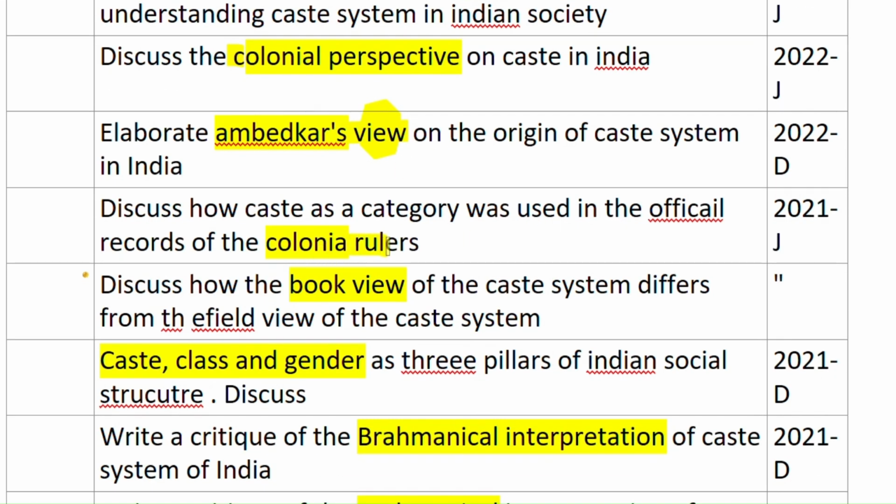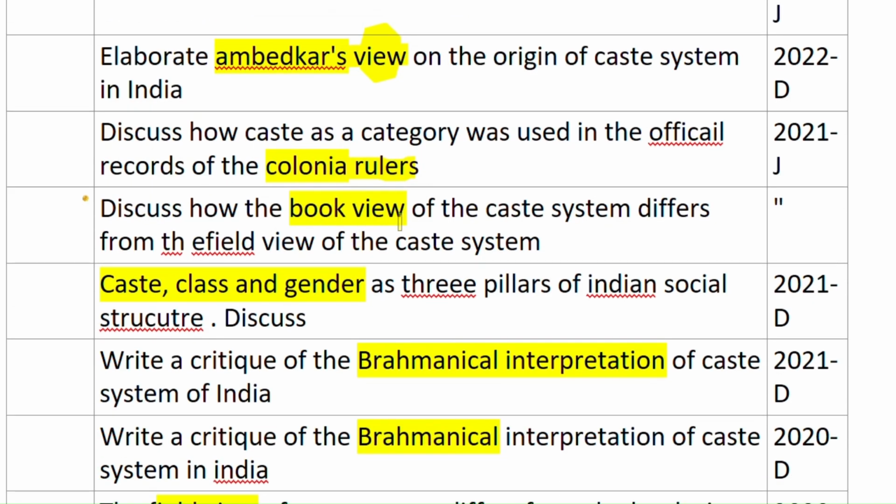Again, the category was used in the official records of the colonial rulers. That is, the colonial perspective has indirectly been asked here. Again, book view and field view were asked. Caste, class, gender, the three pillars of Indian social structure, is discussed differently. It is not asking for the approaches, but for the impact of caste, class, and gender on the Indian social structure. So in this answer, you could bring in the perspectives.